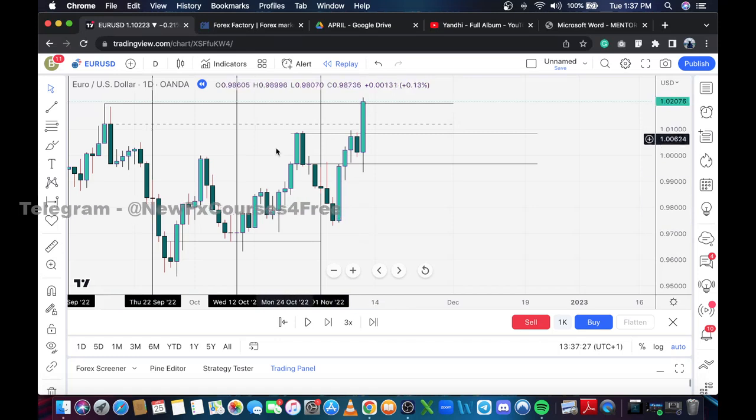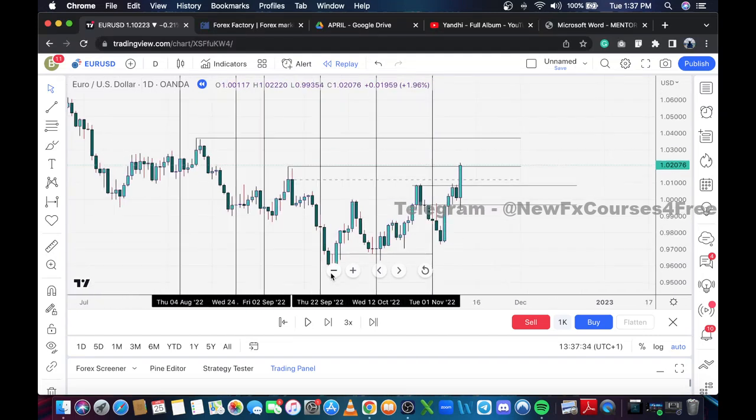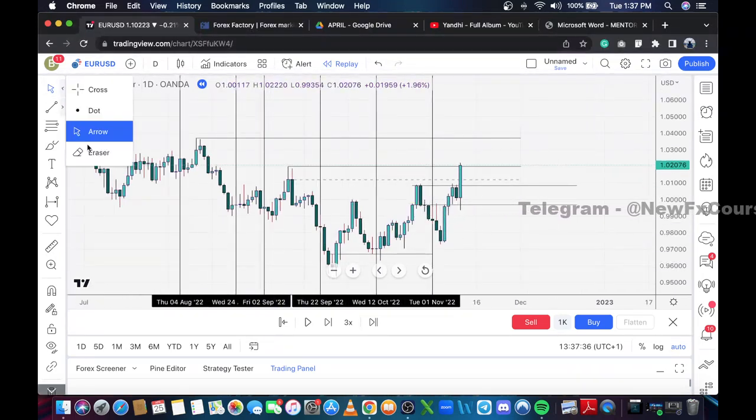And this is how you use the data sets from the 20-day period, 40-day period, and 60-day period for your higher time frame draws on liquidity. Okay, so let's get rid of all of this.